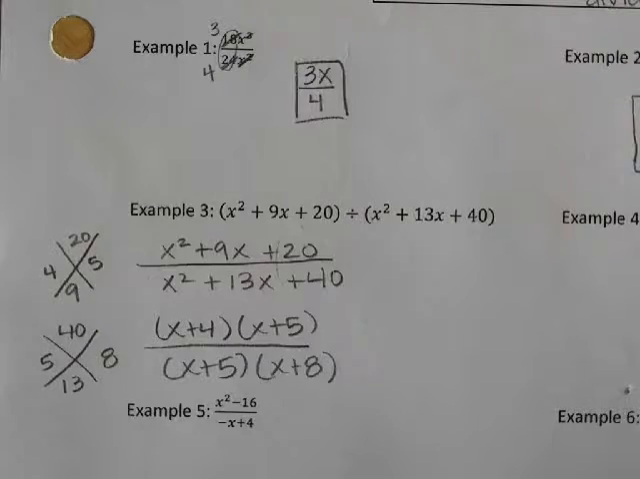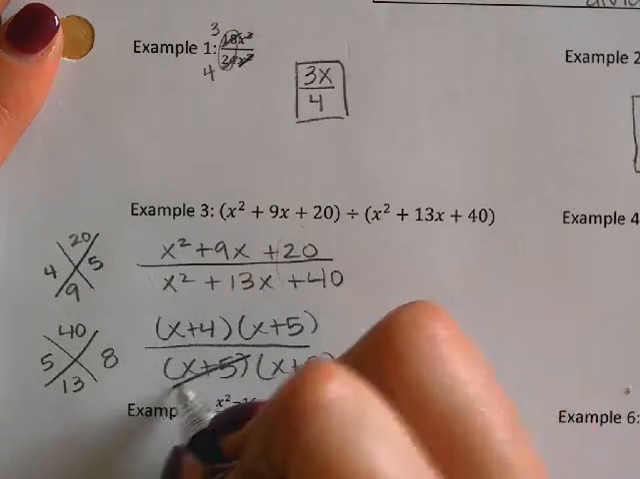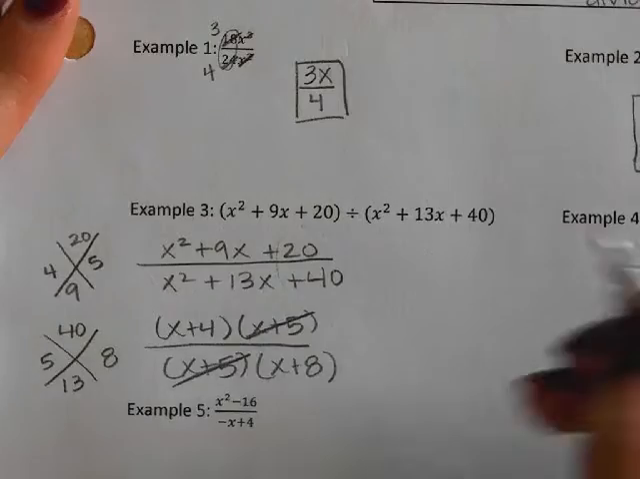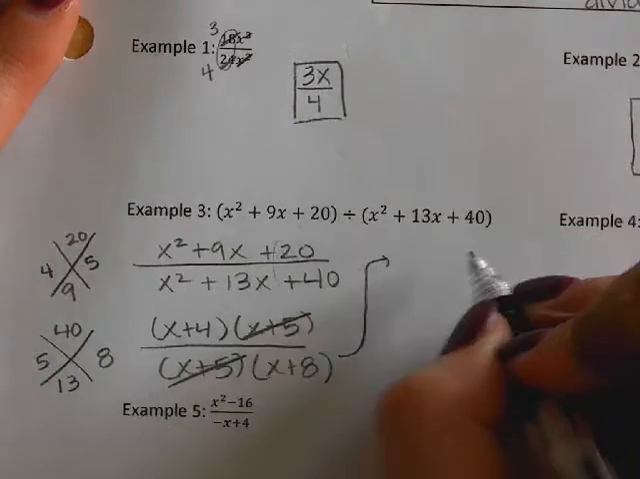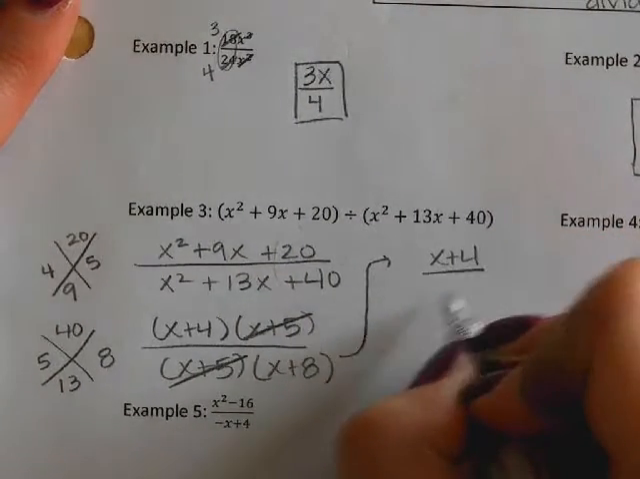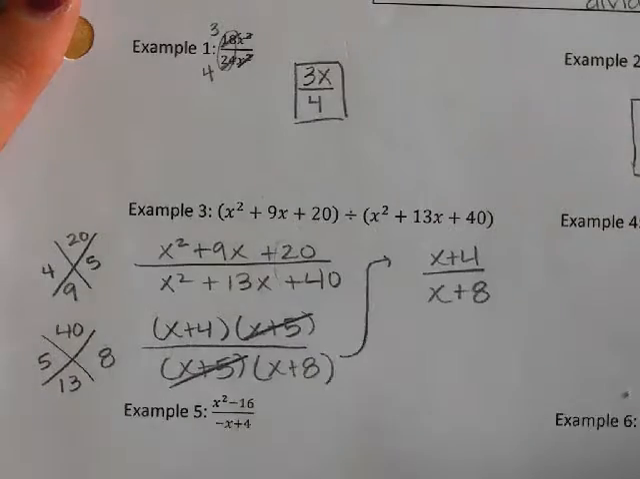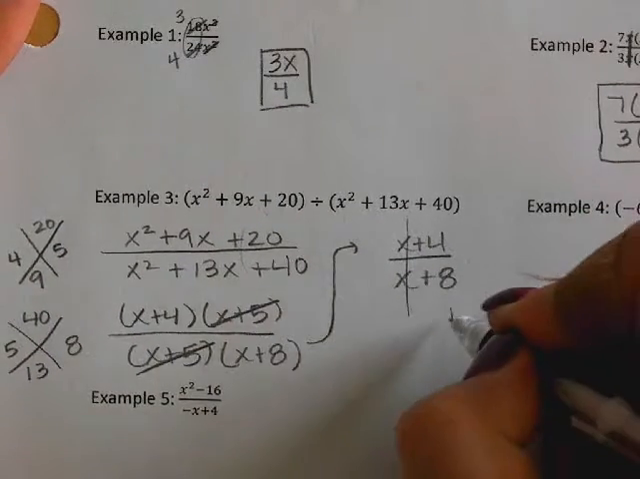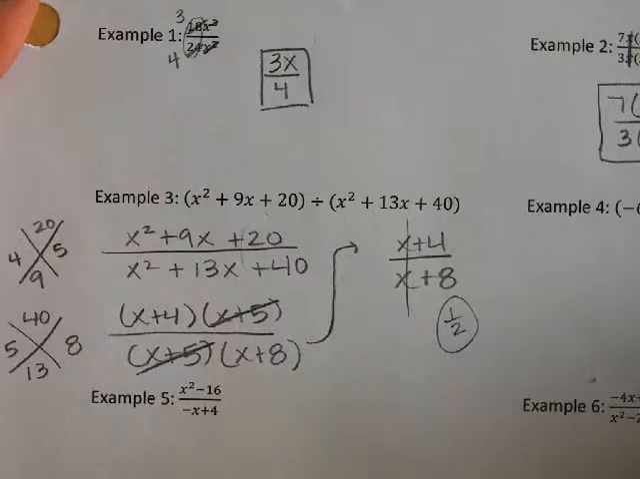Now you can reduce factors that are the same. So x plus 5 divided by x plus 5 reduces to make a 1, right? The same thing over itself is 1. And so that leaves us with x plus 4 over x plus 8. And we should just go and cancel those x's and say 4 over 8 is 1/2, and we're done, right?